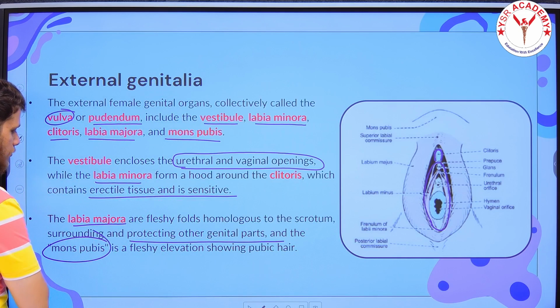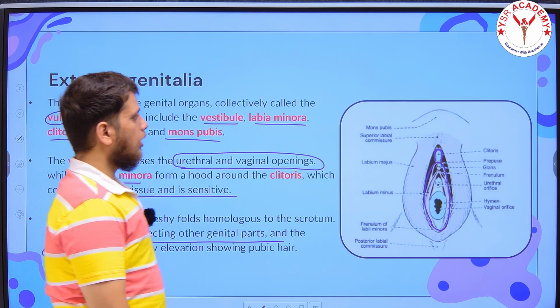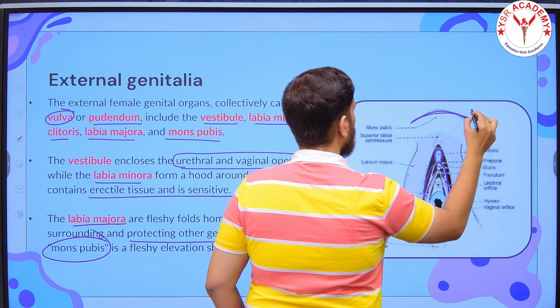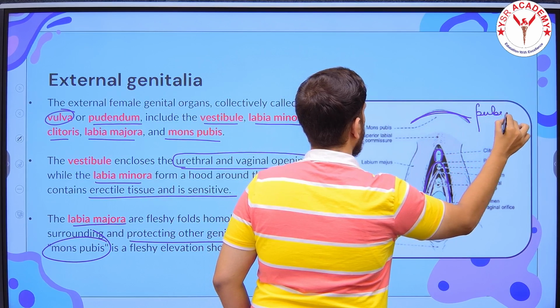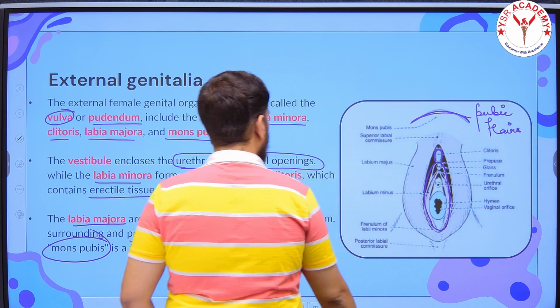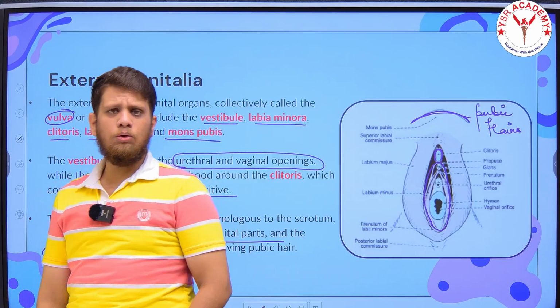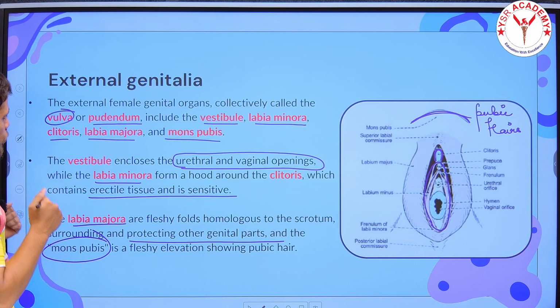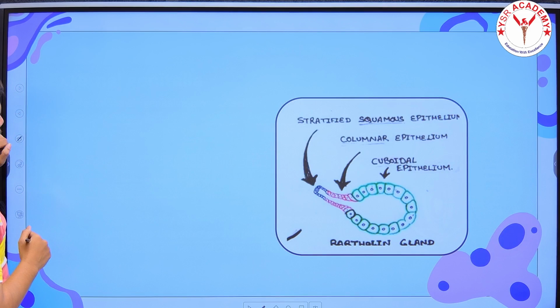Mons pubis is a fleshy elevation showing above. Okay, so this is the mons pubis, and the mons pubis will contain pubic hairs. Are we clear with this? Any doubts, students? I hope you're able to understand. We're going through each and every word and concept in detail.